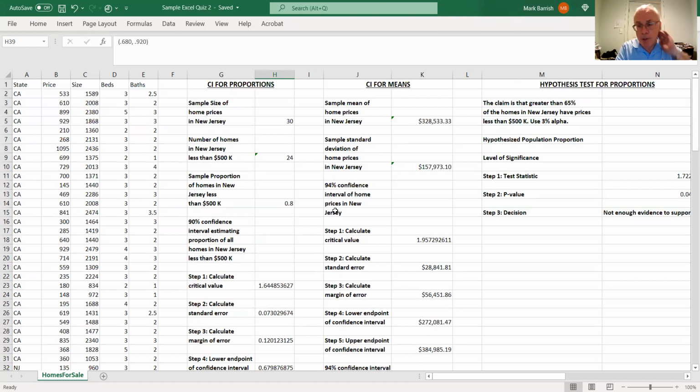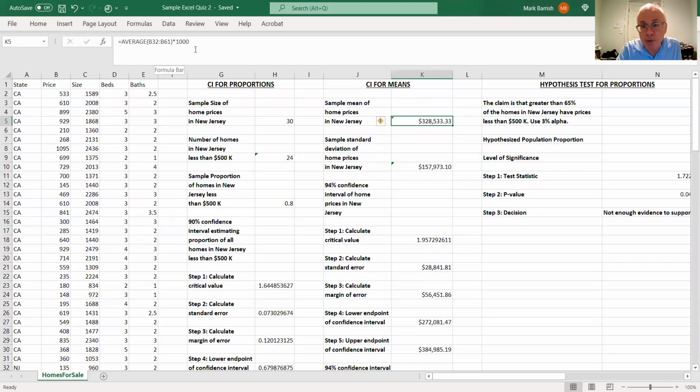Now for means, in this case, we're going to look at the sample mean of home prices. Okay. And how do you come up with the mean? You use the average function, equal average. And I do B32 through B61. That's where the prices are, and only the ones for New Jersey am I averaging.